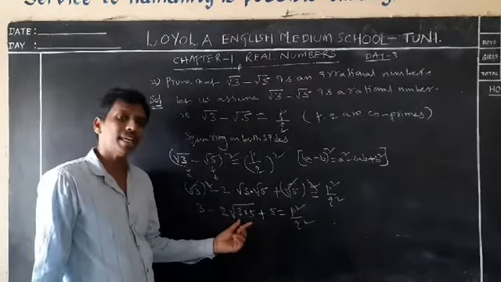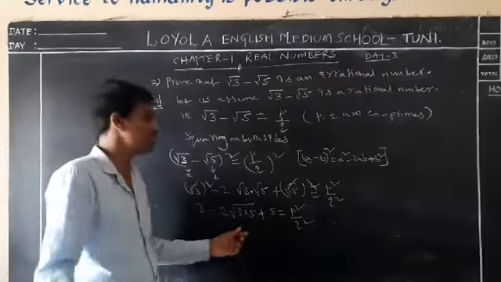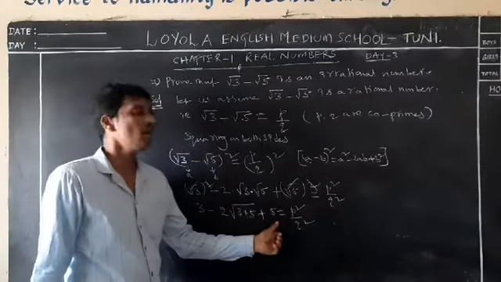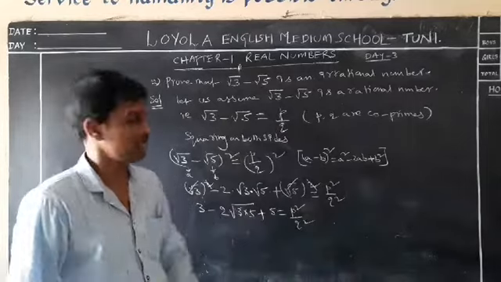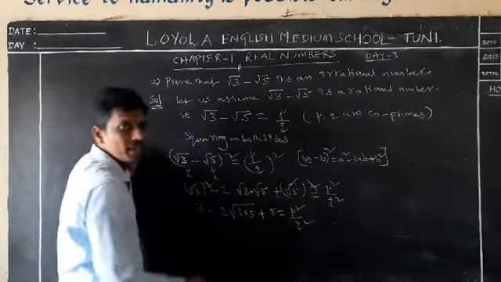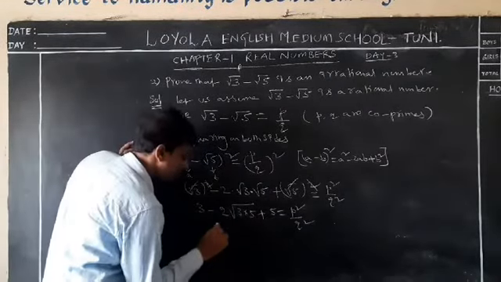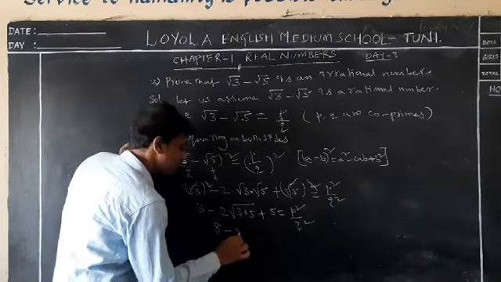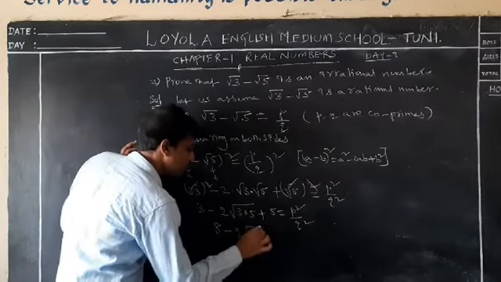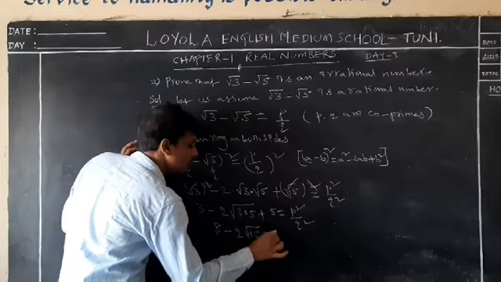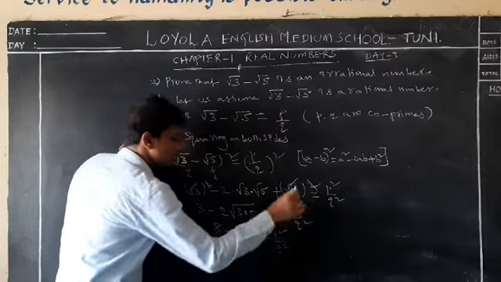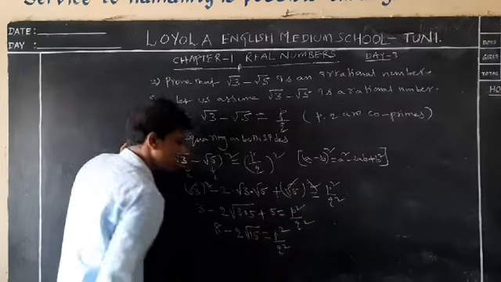See, except the middle term, there is no root symbol in the first term or the last term. Can we add these two values? 3 plus 5 is 8, minus 2 times root 15 is equal to p square by q square.